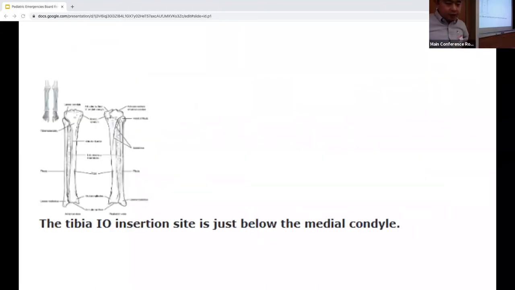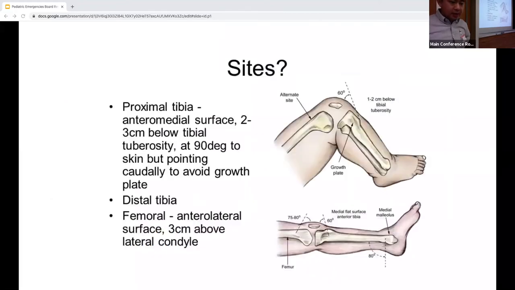So let's just go over IO placement in general, as a quick review for everyone. There are a lot of places you can put the IO. Generally, in children, we're going to put it in the leg. Your first site that you're going to think about is going to be the proximal tibia, so the anterior medial surface. About 2 centimeters below the tibial tuberosity, you want to aim perpendicularly, 90 degrees onto the skin, but pointing caudally to avoid the growth plate.